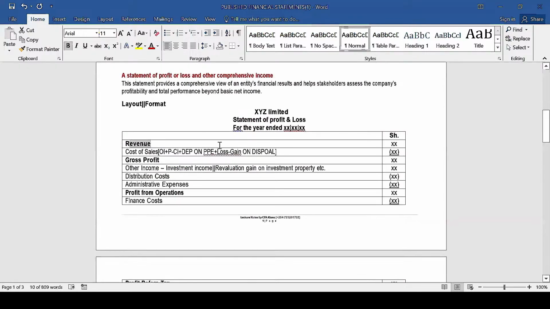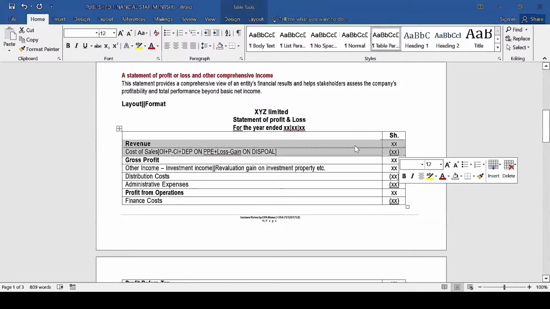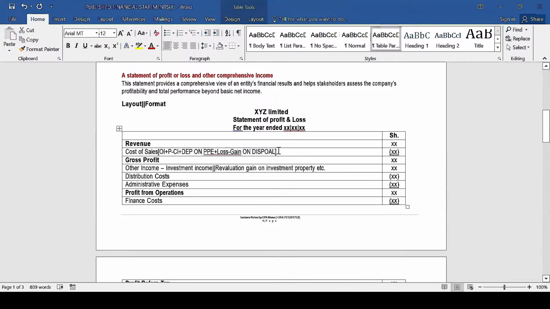Here we always start with the revenue of the company. Then to that we less the cost of sales. And remember, to compute this cost of sales, we take the opening inventory, or in other terms the opening stock, plus purchases, minus closing inventory, and then we add depreciation. So depreciation on property, plant, and equipment, part of it should be included here. And in case the company sold some assets during the current year, at a loss, any loss on disposal, we add it here.